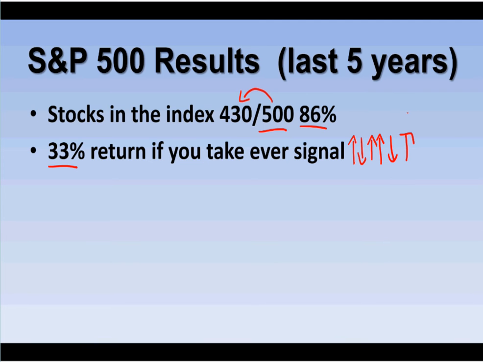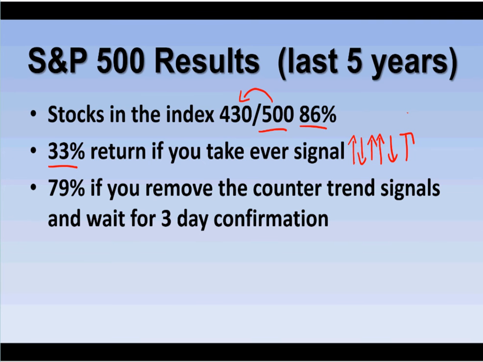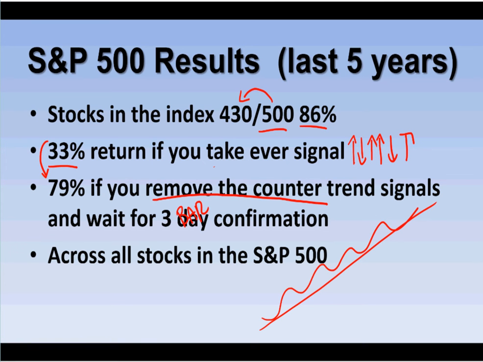I think that's craziness. I don't think you should have to take every single signal. So what we do is we're just going to use good old common sense, and we're going to increase our rate from 33 to 79% by removing the counter-trend signals and using either a 3-bar or 3-day confirmation. So if this is a massive uptrend we're in, I don't want you shorting until that uptrend is breached. Does that make sense? So that's how we're going to increase from 33 to 79%.